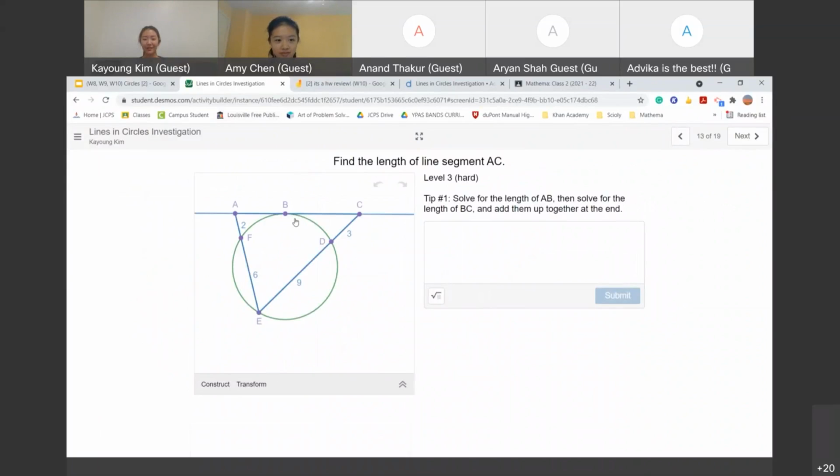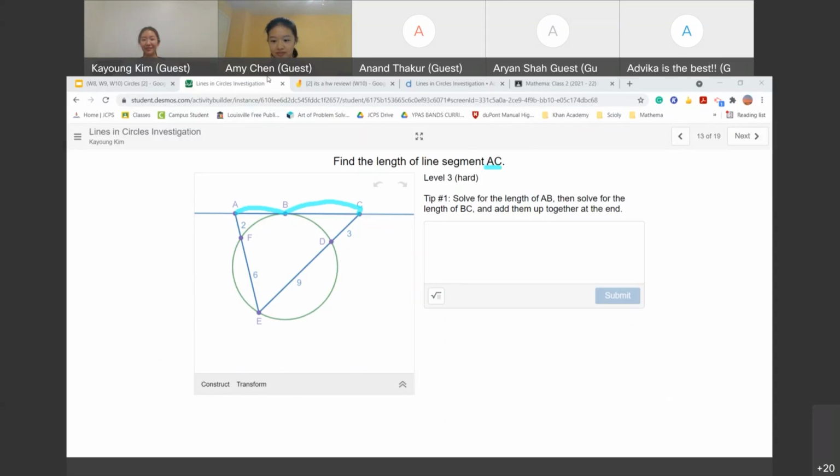Okay, so this one might be kind of weird looking at first. It might be hard to find at first, but this tip is very, very helpful if you can't see. So AB is right here. BC is over here. If you solve for them separately and you add, then you can get AC.